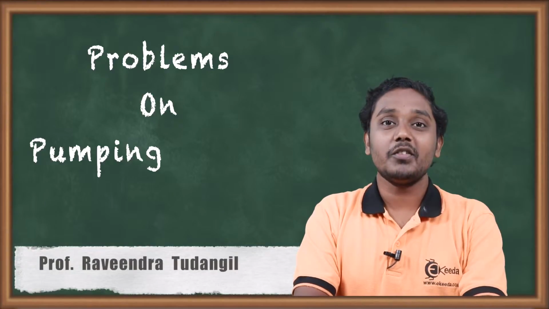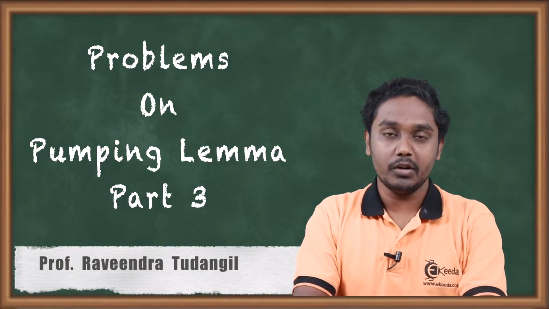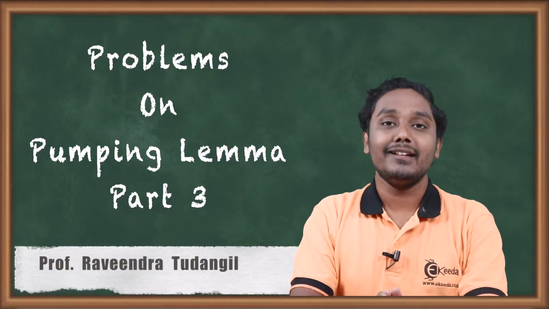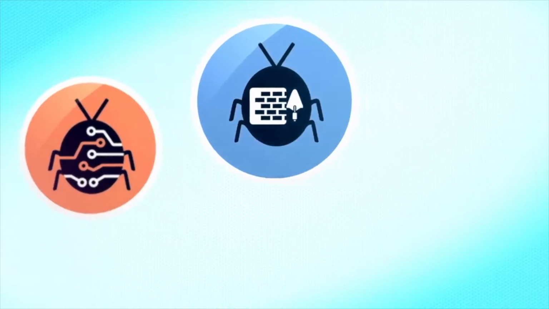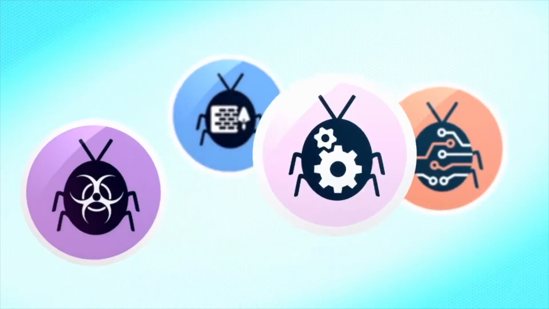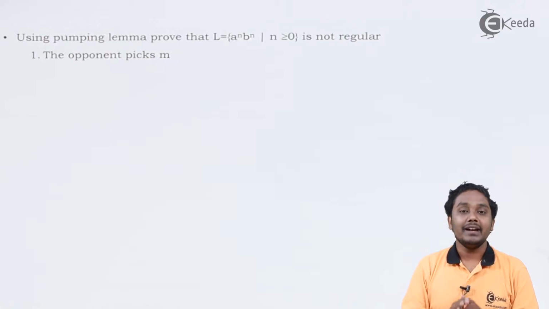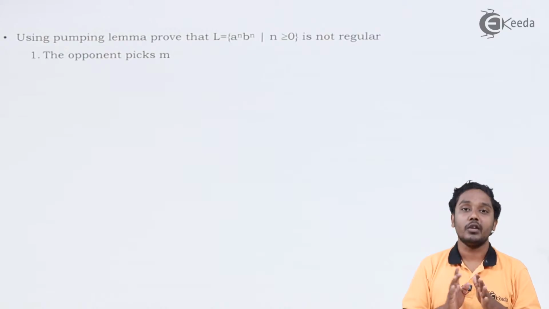Hello friends, as we discussed in the previous video, from now onwards, we are trying to apply pumping lemma on non-regular languages. Let us start with our very first example. In this example, we are trying to prove that a raised to n, b raised to n, where n is greater than or equal to 0, is a non-regular language.